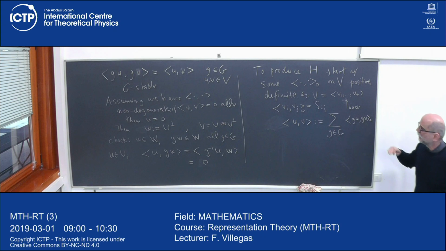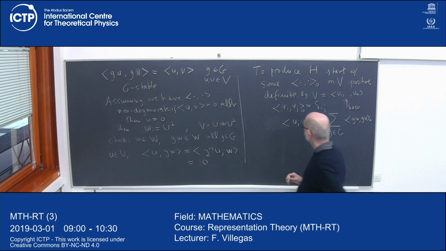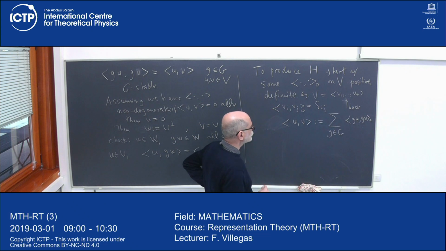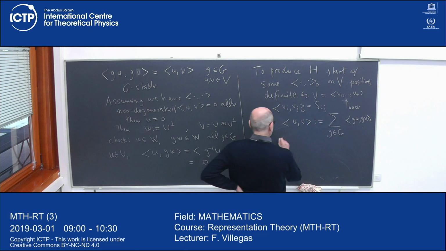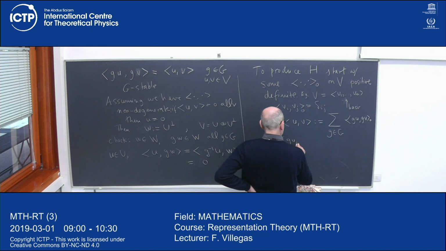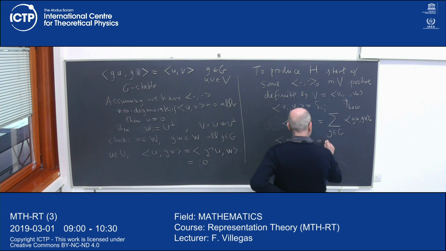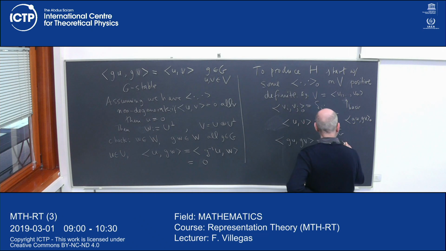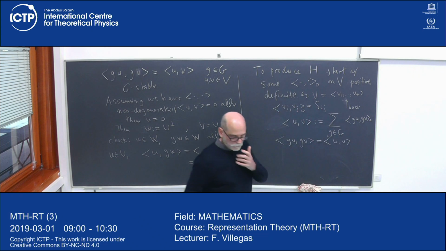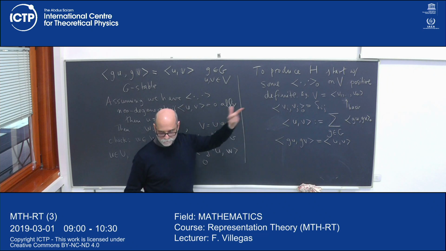And here's what I was saying. If you have something in a group where you can sum, then the average, the sum of all the translates, would be fixed by the group. And as long as that sum makes sense, you can do this. Because our sum is finite, there are no convergence issues. So clearly this is fixed, because if you act by the group, you will just rearrange the sum.